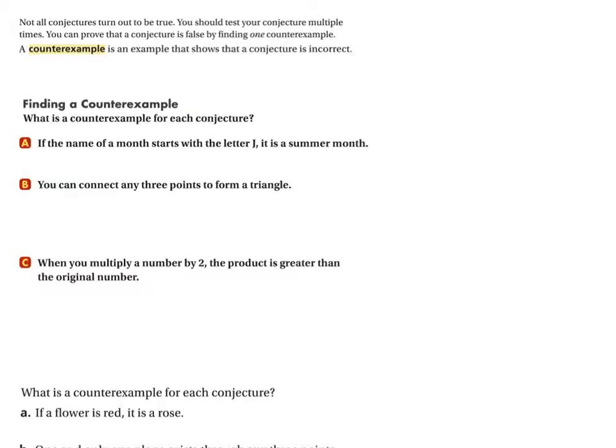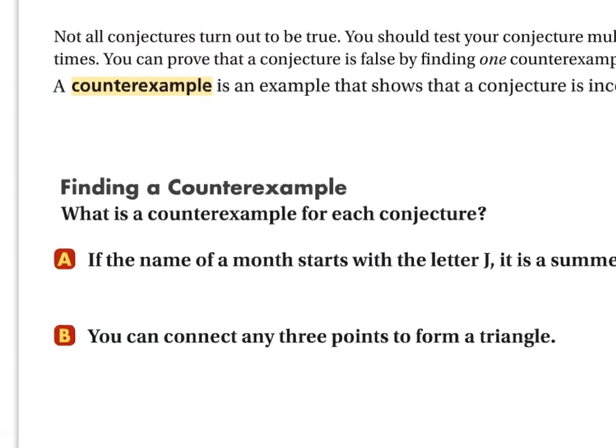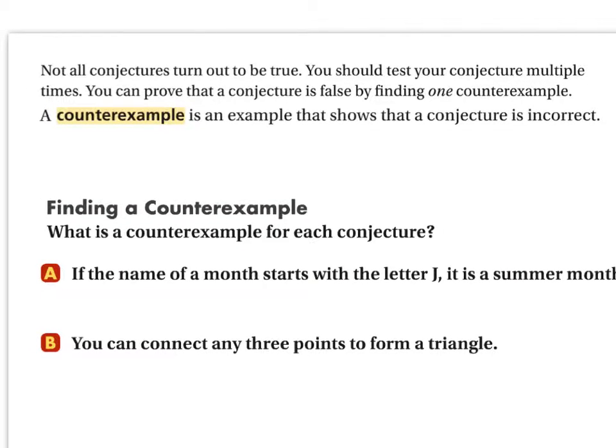All right, looking at the back side of our notes, we have another definition. It is called a counterexample. A counterexample, because it says not all conjectures turn out to be true. Okay, you can almost think of a conjecture as like a hypothesis in science, right? Just because you make a hypothesis and test it doesn't mean it's true. Okay? So, not all conjectures turn out to be true. So, you should test your conjecture multiple times.